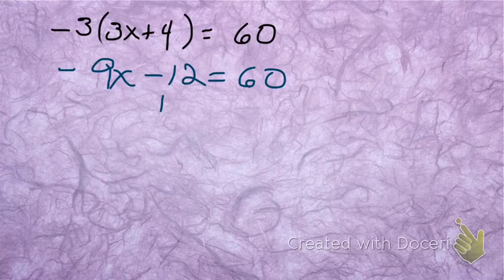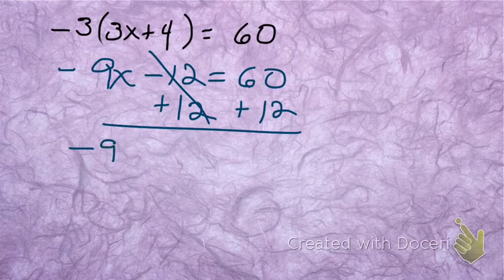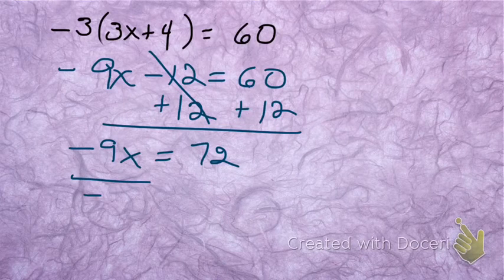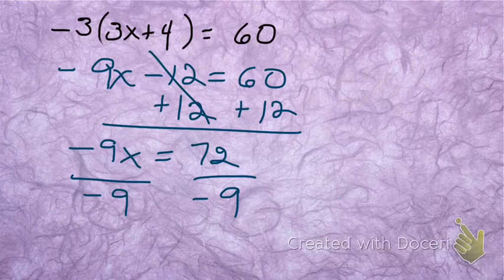I'm going to undo subtraction with the inverse addition. Treat both sides equally. 60 and 12 makes 72. -9 is so close, we reverse multiplication with division, giving us an answer, -8.